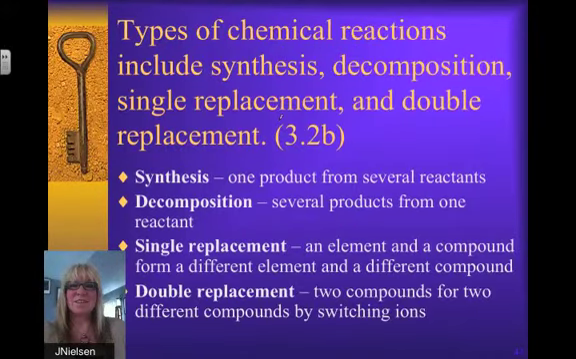Read too quickly. Let's talk about types of chemical reactions. You need to know these, and I'm going to give you flashcards tomorrow. Synthesis, decomposition, single replacement, double replacement. Synthesis is like marriage. 2 things come together, 1 product. Decomposition is the opposite of synthesis. It's like divorce. You have 1 reactant, and it splits into several products.